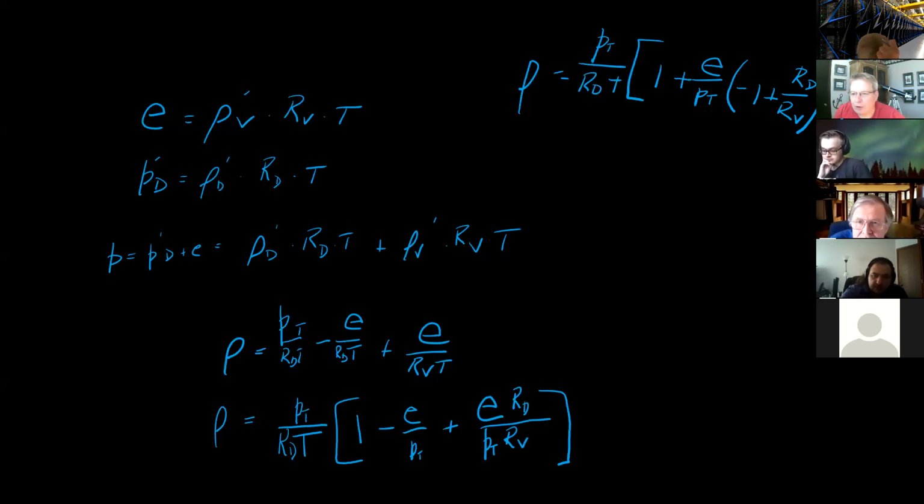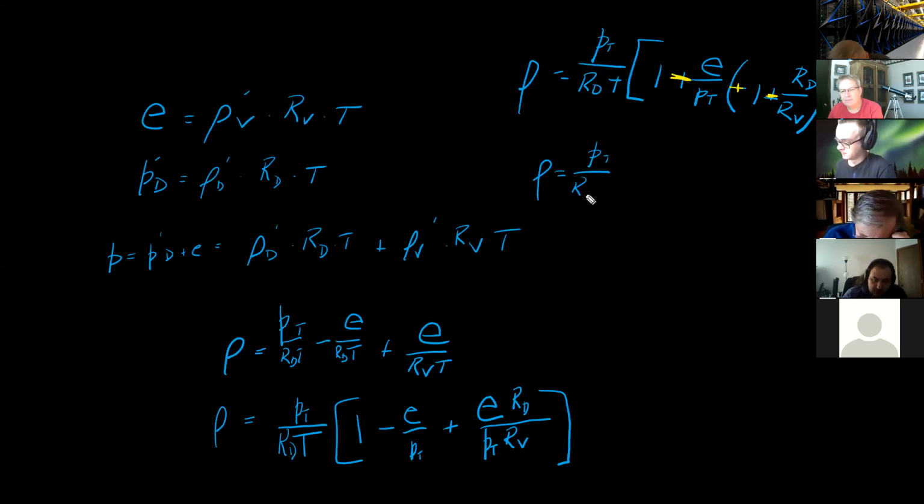Yeah. Now, what the book did is they factored out a minus sign. So instead of saying positive this, they went minus this. This is positive, and that's minus. Right? Minus e over PT, 1 minus... then what is the ratio of RD to RV? That's epsilon. So the way the book ended up with this is this equation.